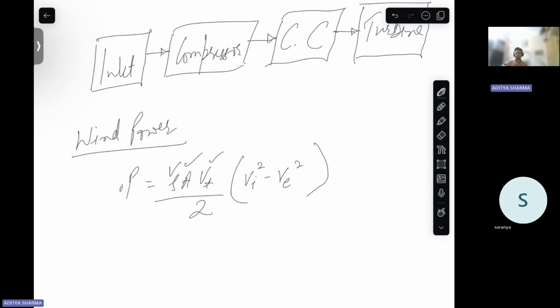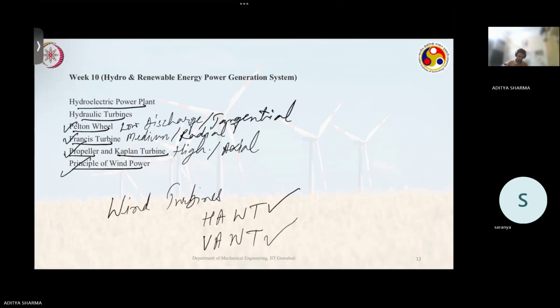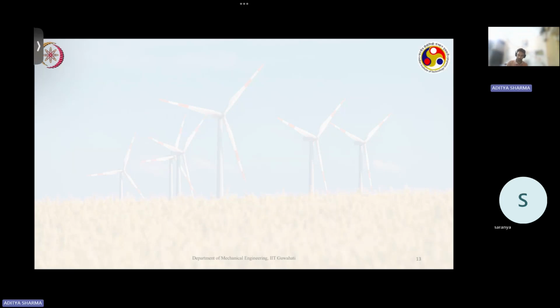So this velocity also we calculate from some mathematical expressions. We can find out this velocity. Then there are expressions for torque also, right? The torque that is produced in your wind turbine. So all this has been discussed in this week's content. So this was on your first hydroelectric power plant and then wind energy, week 10.